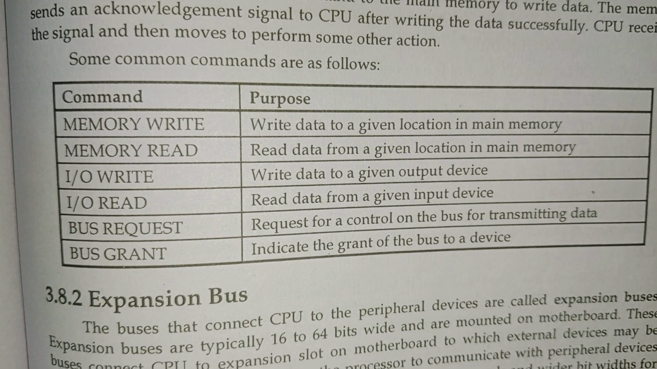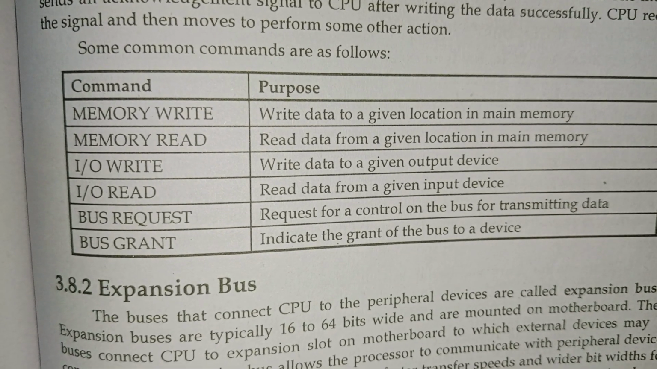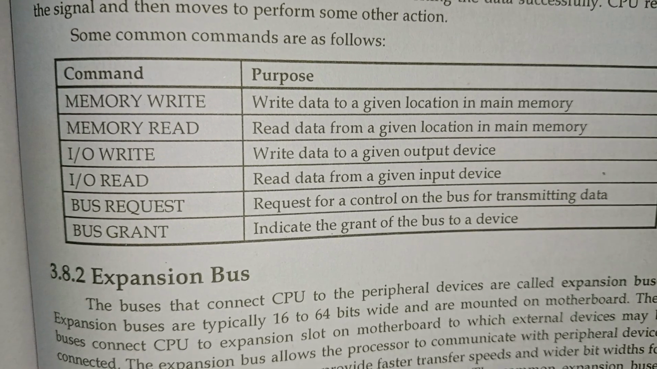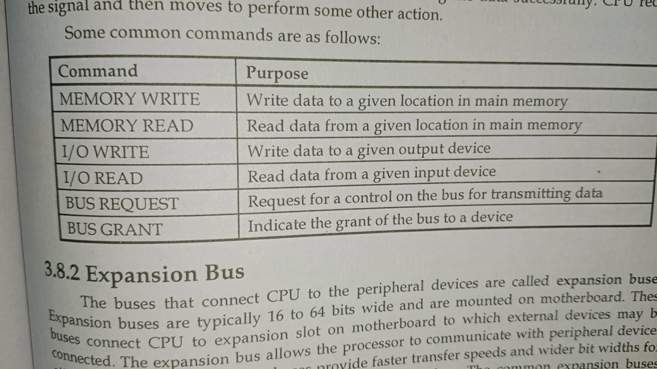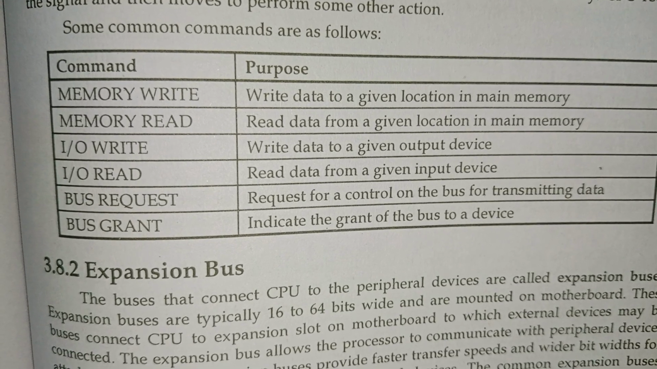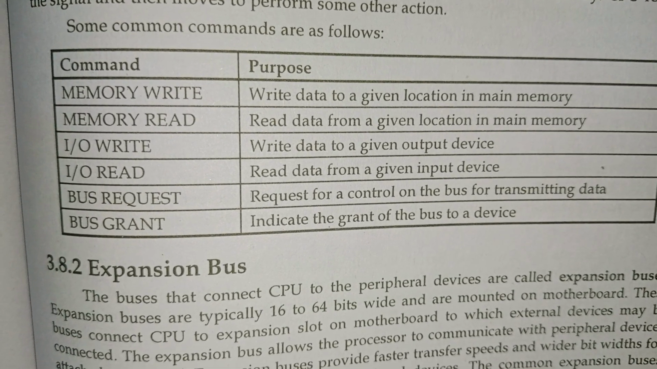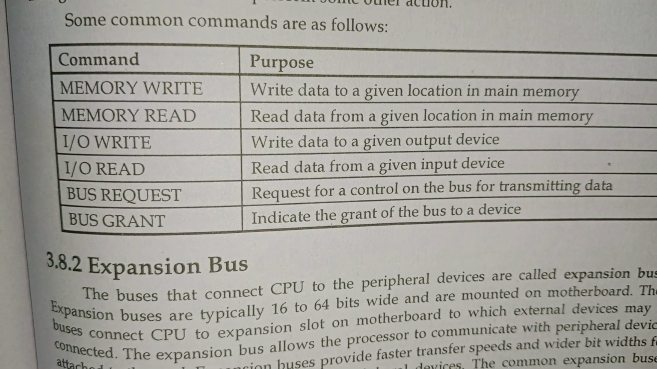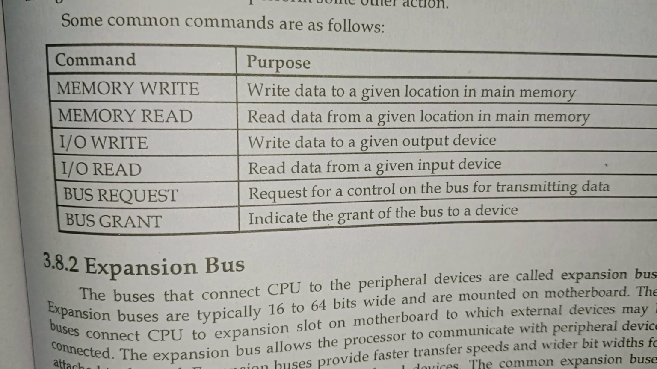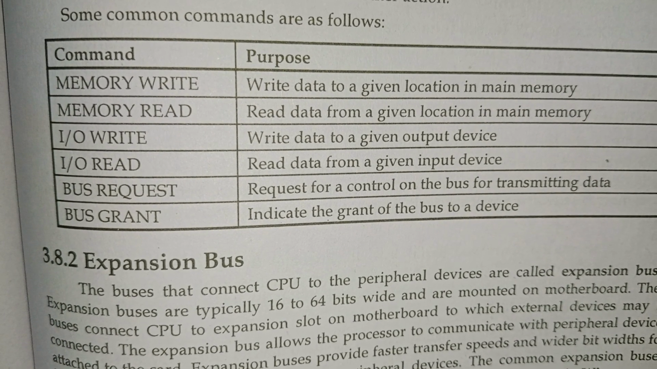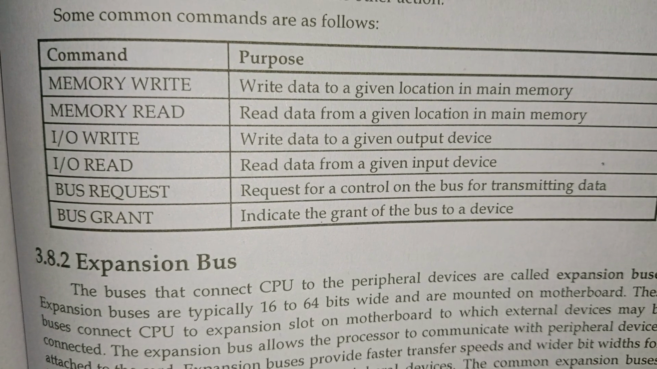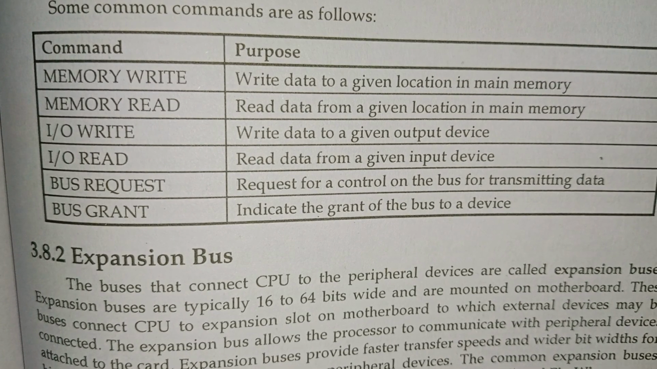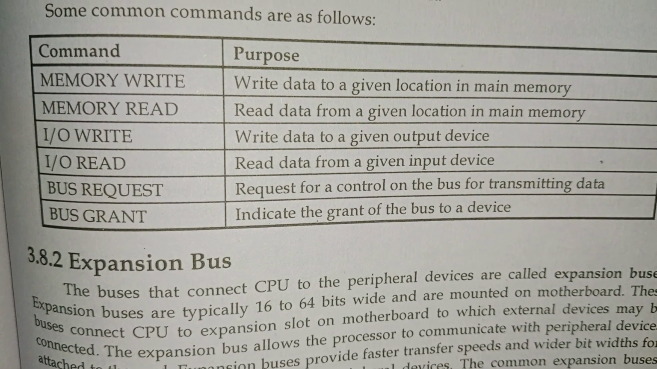Some common commands are as follows: memory write. Write data to a given location in main memory. Memory read. Read data from a given location in main memory. Input output write. Write data to a given output device. Input output read. Read data from a given input device. Bus request. Request for control of the bus for transmitting data. Bus grant. Indicate the grant of the bus to a device.